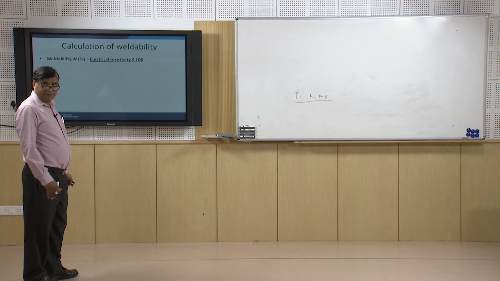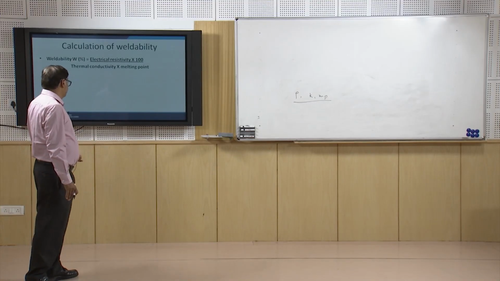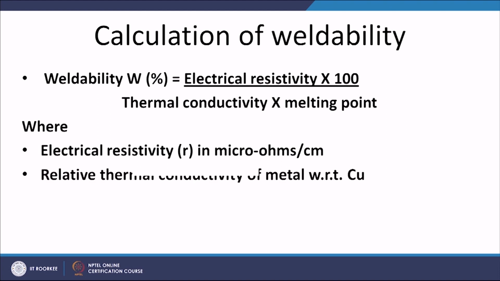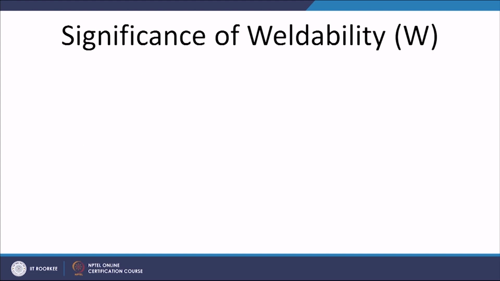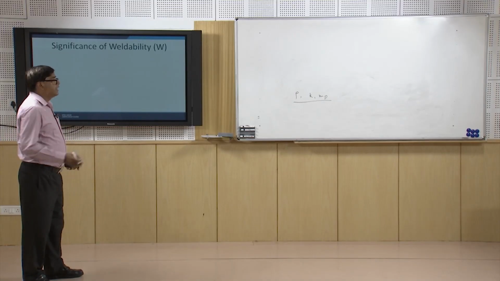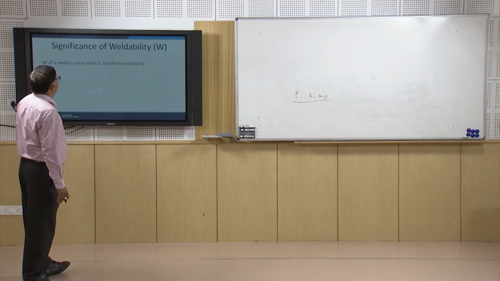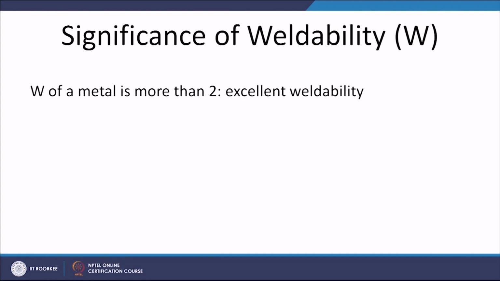That is what we will see from this equation: the weldability for spot welding can be checked using this simple formula, wherein electrical resistivity divided by thermal conductivity into the melting point, multiplied by 100. This will give us the weldability W in terms of percentage. The electrical resistivity is in micro ohm per centimeter, the thermal conductivity is the relative thermal conductivity of the metal with respect to copper, and the melting point is in degrees centigrade. When these thermal and physical properties of the material are used, we will be able to know how much value of W, that is, the weldability, we are getting.